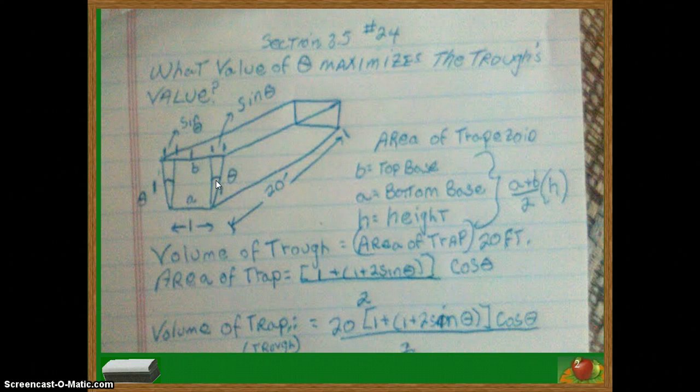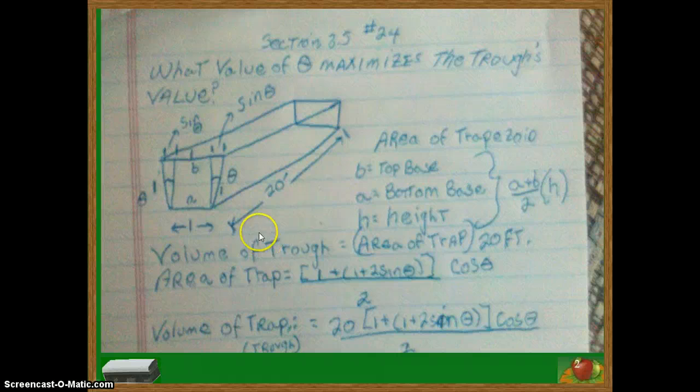Since it's opposite over hypotenuse, and the hypotenuse of that triangle is 1, this little opposite side is equal to the sine of theta. Since I have 2 of these, I can express the top base of the trapezoid as 1 plus 2 sine of theta. And if you look down here in this formula, I've got that right there. Then I express the bottom base, A, as just 1, and we're going to divide that by 2.